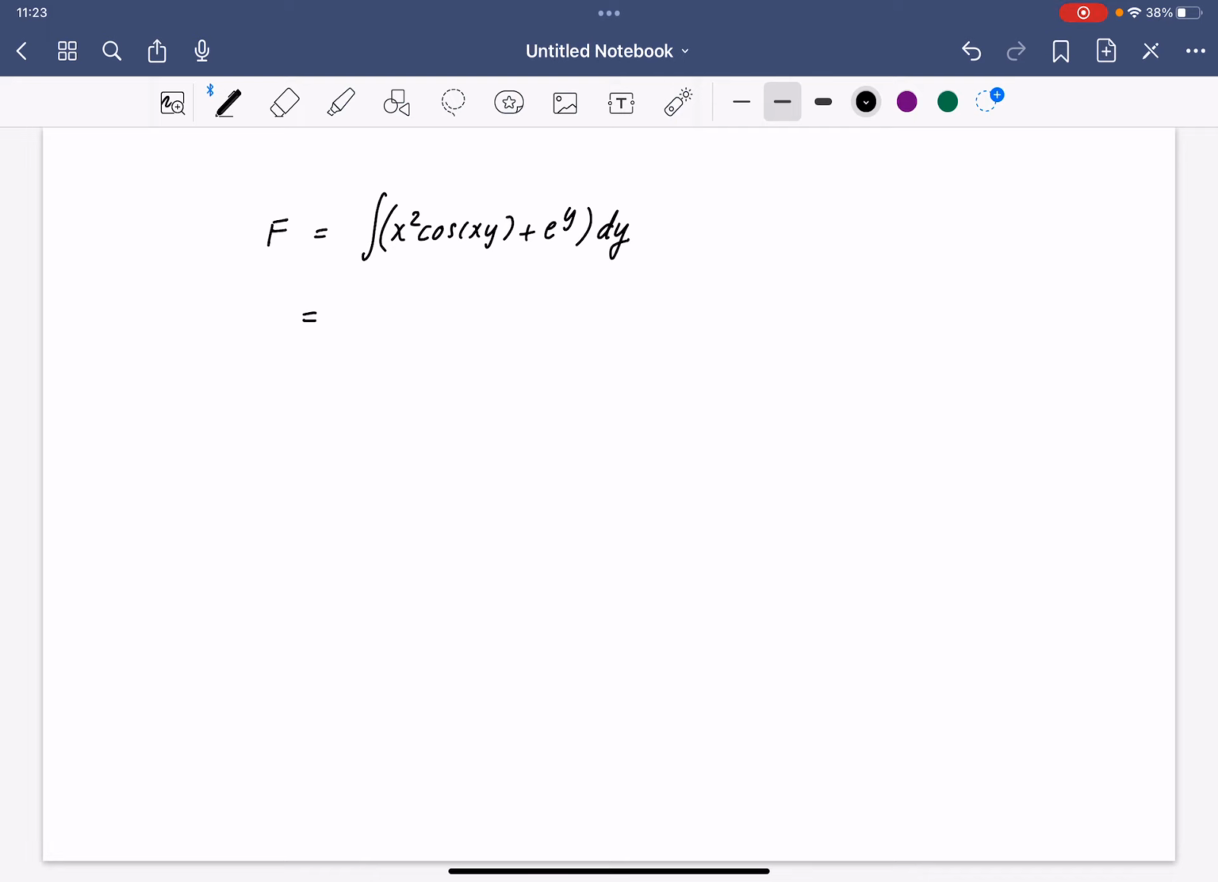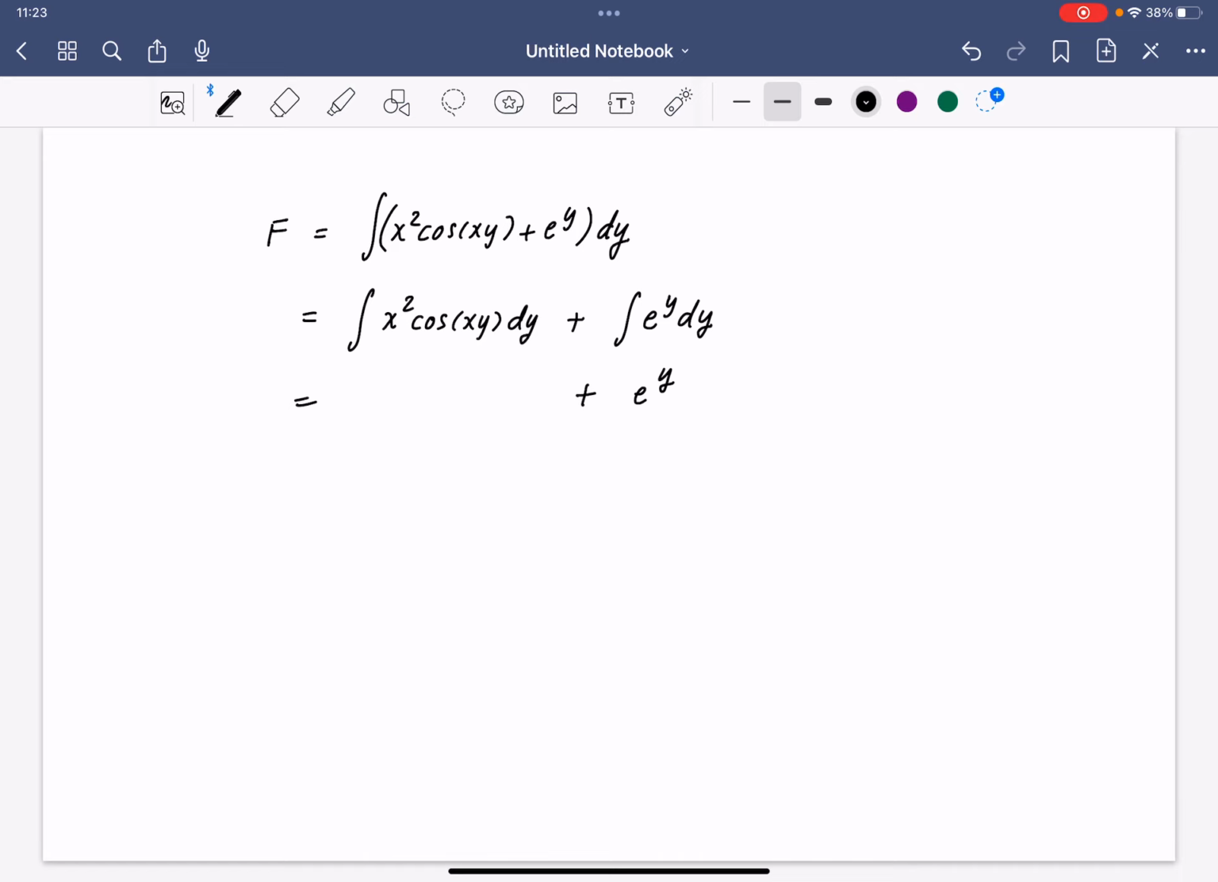So you split it into the integral of x squared cosine xy dy. This one has a trigonometric function, so it looks hard. And then the integral of e to the y dy. It's okay, you're going to get e to the y.